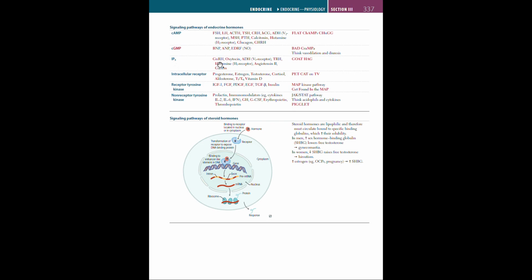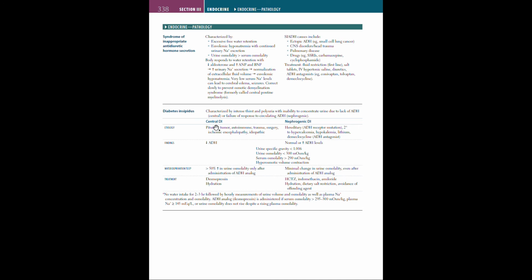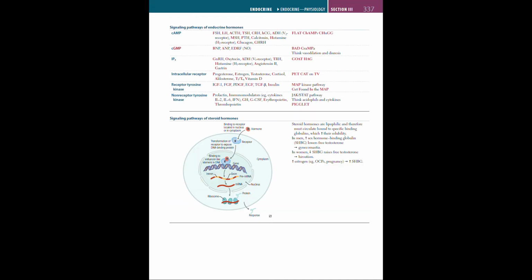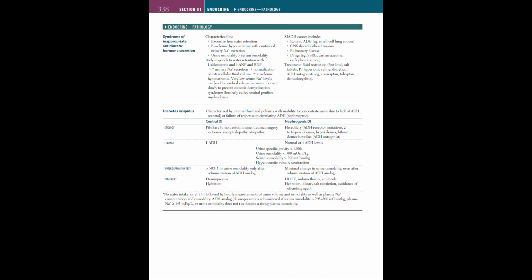IP3, okay, I do not want to go into this because all these are mnemonics to remember each of the signaling pathways taken by these hormones. I think you can read it by yourself. It's a self-explanatory memorizing thing, I guess. Okay, so from physiology now we have pathology.